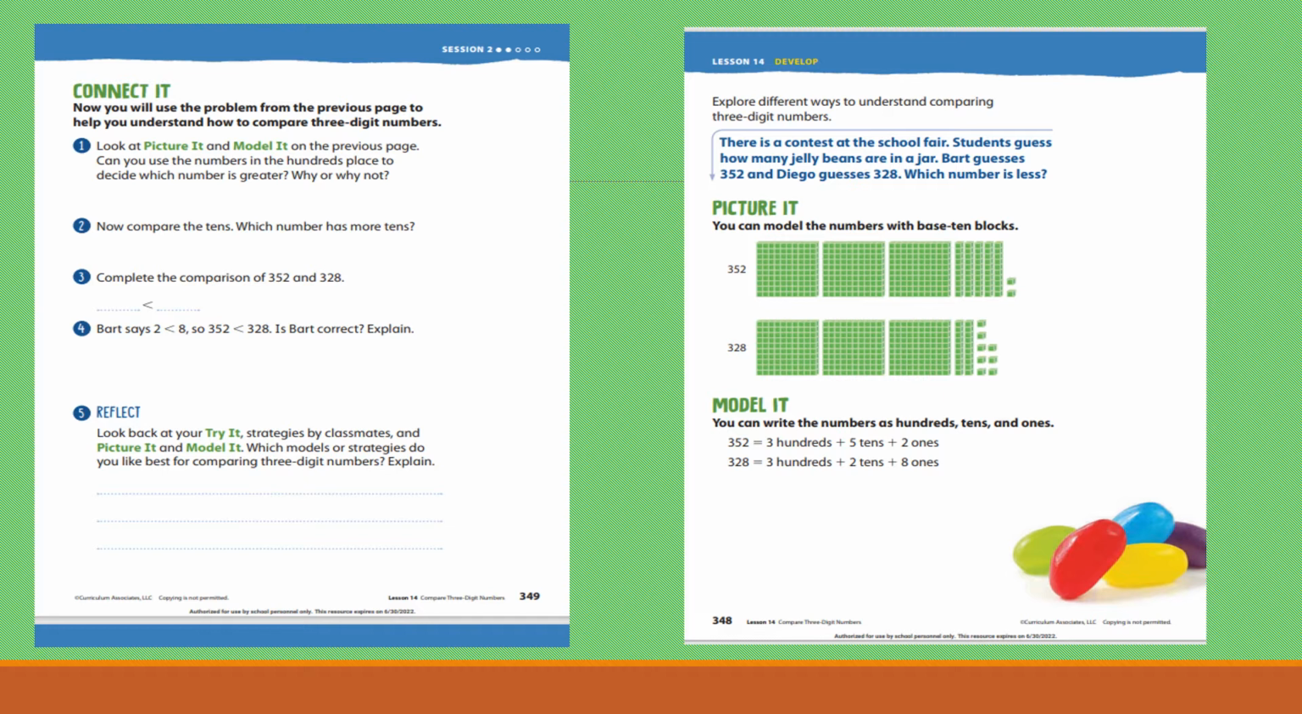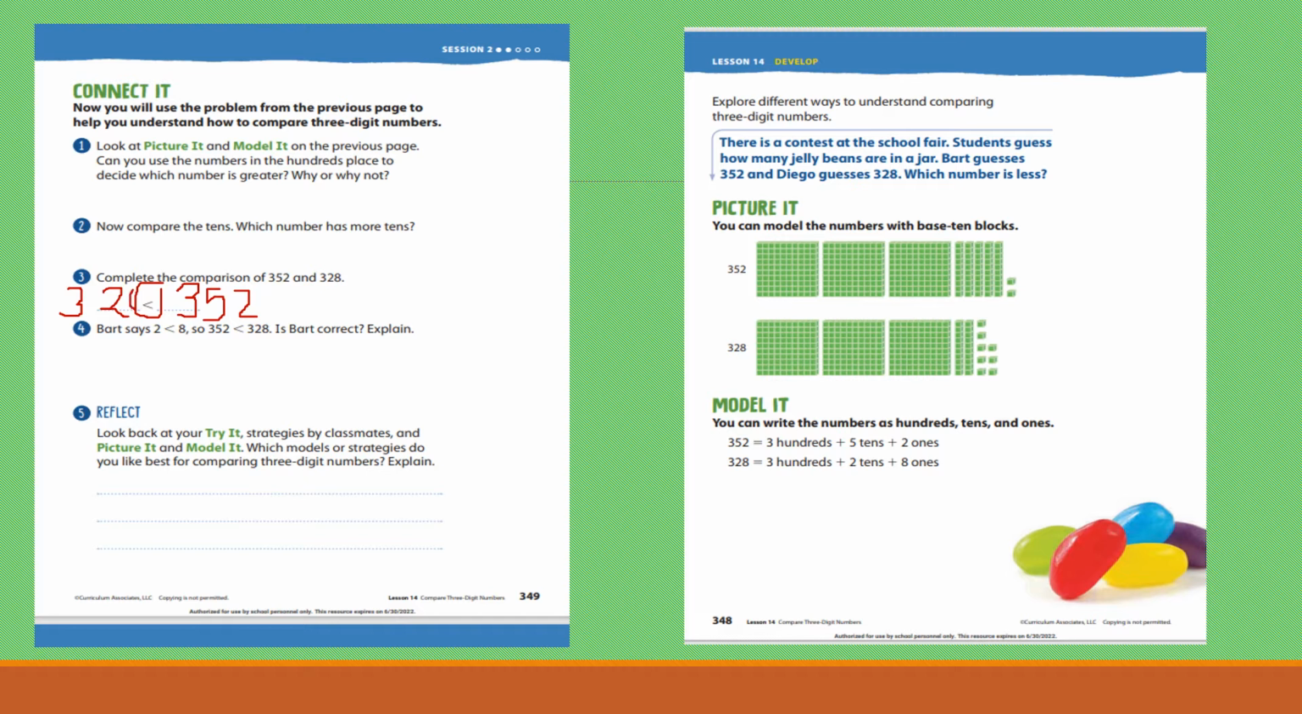Oh, awesome possums. I see this sign. Remember that sign. Remember the alligator. Where does the bigger number need to go? The alligator's trying to eat the bigger number, so the bigger number needs to be to the open part of the arrow. So I'm going to right away put 352 here because it is the larger number. And I'm going to put 328 here.